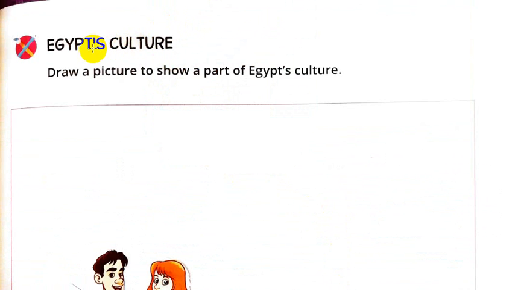Turn to page number 167. Egypt's culture. Draw a picture to show a part of Egypt's culture. First, what is the meaning of culture? Culture means the way of life shared by a group of people. Again, the way of life shared by a group of people.